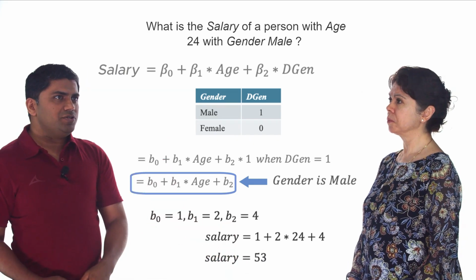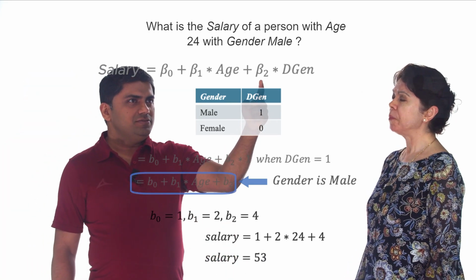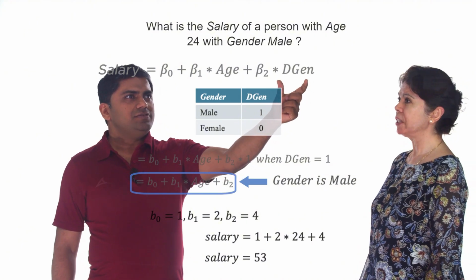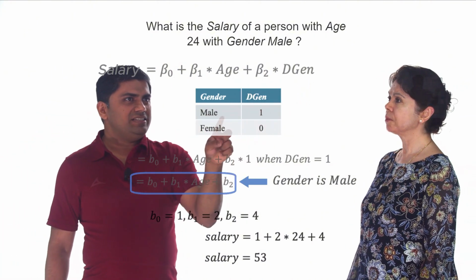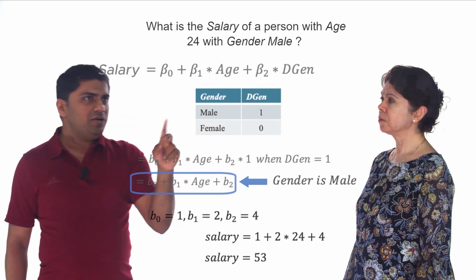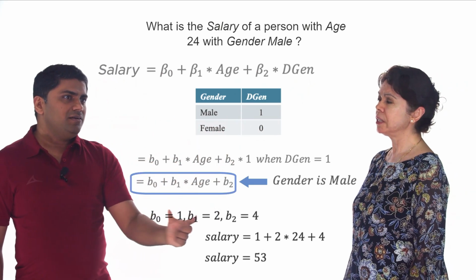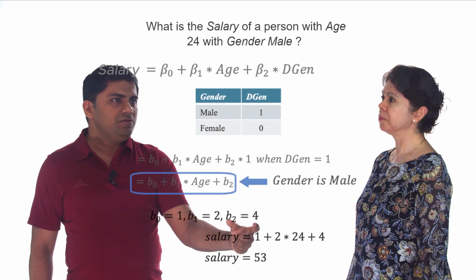So here I have a question. What is beta 2? Beta 2 is the impact of the gender in the salary. Okay. So what happens when gender changes from male to female? What would be the change in salary? The change would be the 4. 4, no? Yes. Okay. Yes.